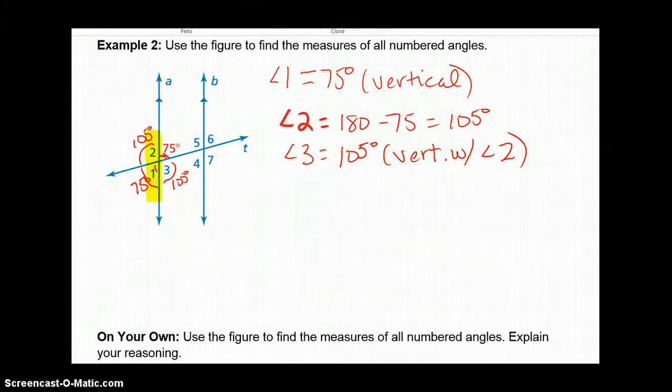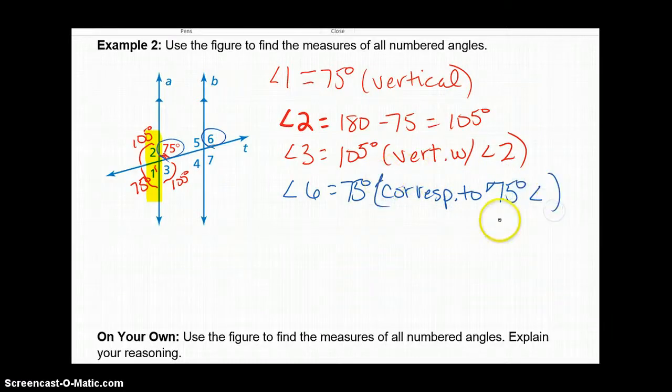Okay, so let's look at the other side over here, and just pick something. I'm going to look at the 75 degree angle and say that that corresponds, is in the same position as angle 6. So we talked about corresponding angles. So I'm going to jump over here to angle 6 and say that that is also 75 degrees, because it corresponds to the 75 degree angle. That's my reason in parentheses.